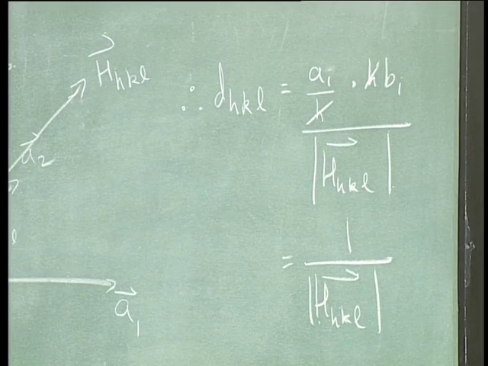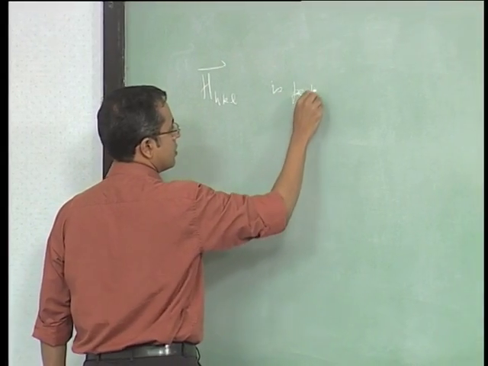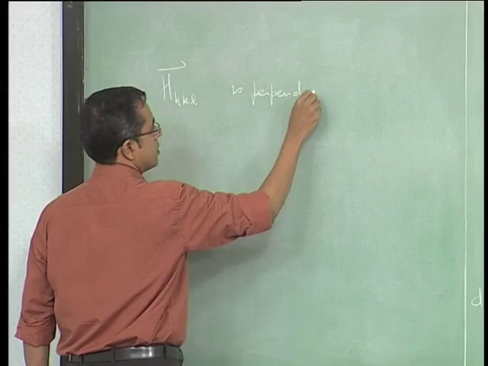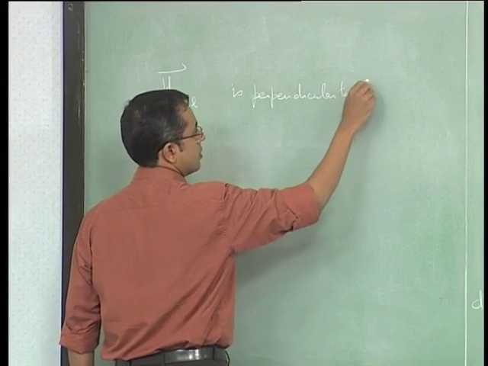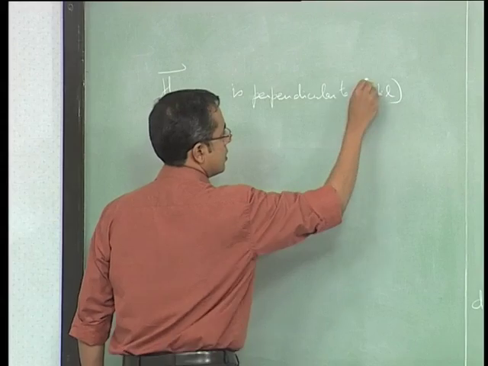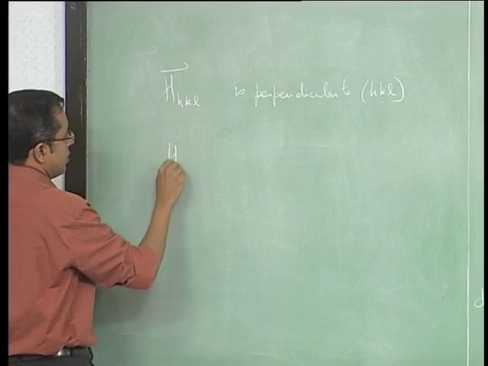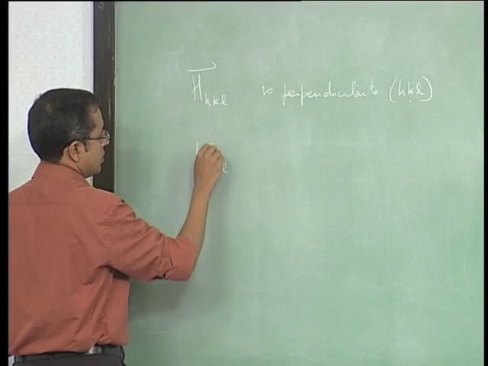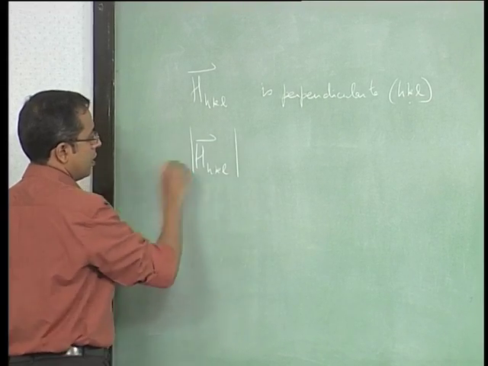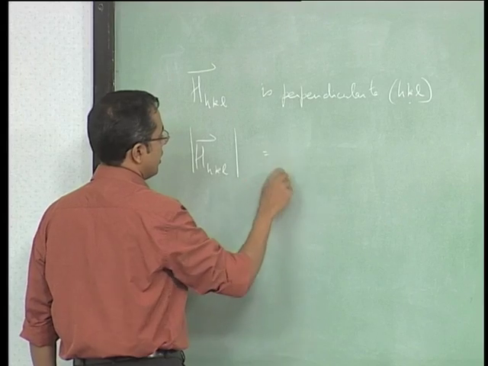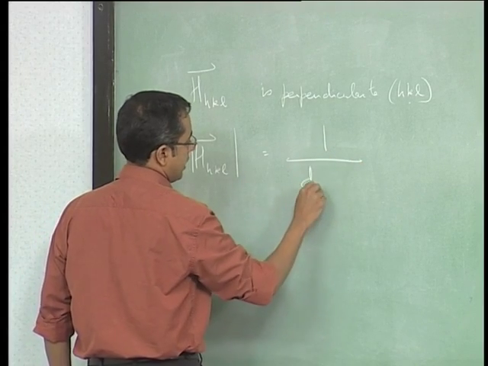So we see that HHKL is perpendicular to the plane HKL, and modulus of HHKL is equal to 1 by DHKL.